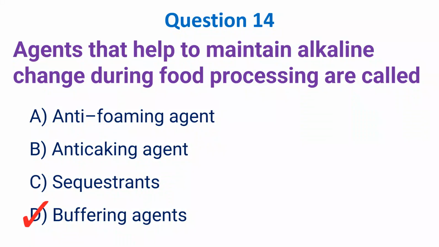Examples are the polysorbates, then salts of the fatty acids. The salts can be of sodium, potassium, magnesium, and calcium. Propylene glycol is also an anti-foaming agent.